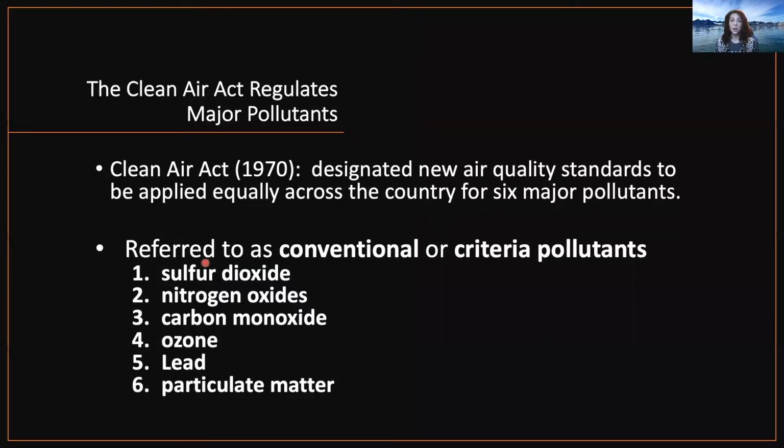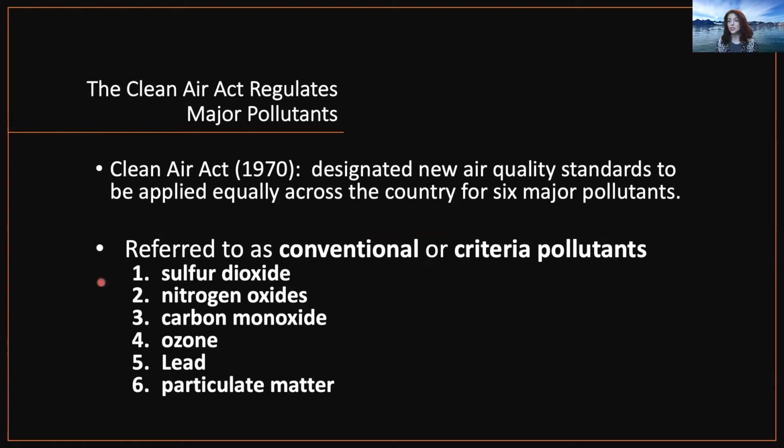We do have a number of measures here in the US to reduce the amount of air pollution that we encounter on a day-to-day basis. These include things that were enacted as part of the Clean Air Act, which was passed to regulate major pollutants. The Clean Air Act of 1970 designated new air quality standards to be applied equally across the country for 6 major pollutants. They defined these 6 major pollutants as conventional or criteria pollutants. In other words, these are the major ones that are monitored and data is reported out for.